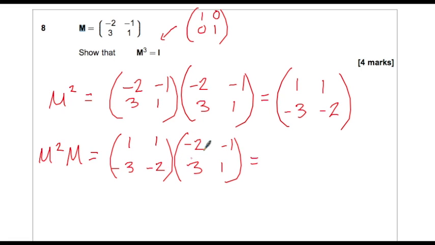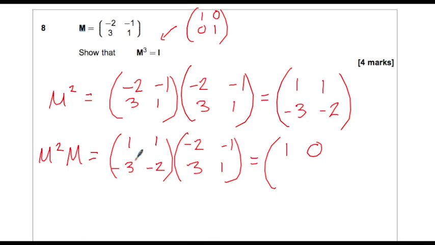So top left is going to be 1 times minus 2, which is minus 2, plus 1 times 3. So minus 2 plus 3 is 1. So that checks out, so remember we want this to be 1, 0, 0, 1. Then the top right is going to be 1 times minus 1 plus 1 times 1, which is 0.